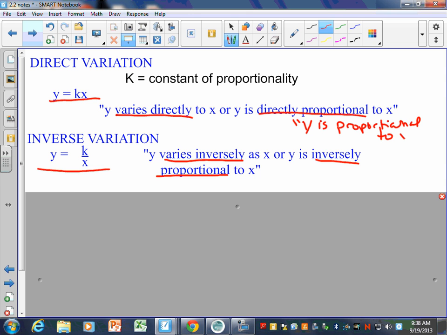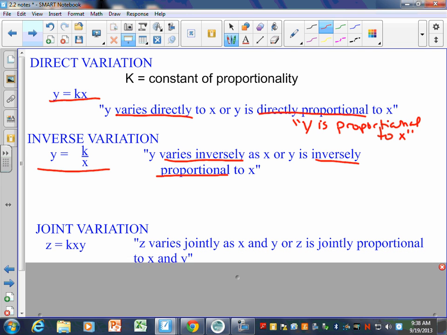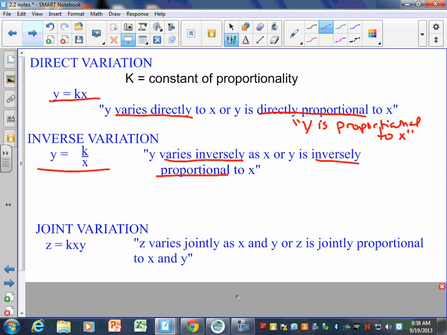To x. So if it doesn't say directly in front of it, it's kind of implied that it's directly. And then the harder one is if you have joint variation. Joint variation is where you have two different variables related to z. It's still multiplication. But again, it's really easy to know if it says varies jointly or is jointly proportional.